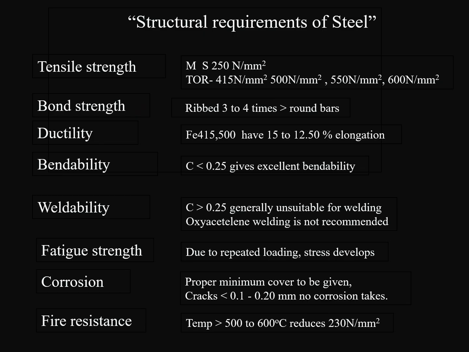Structural requirements of steel. Tensile strength. Mild steel has 250 newtons per mm square or megapascal. Tor steel has 415 newtons per mm square, 500, 550, 600 megapascal. Bond strength. Ribbed bars, that is tor steel, have 3 to 4 times more bond strength compared to round bars, that is MS bars. Ductility. Fe 415, 500, 550, 600 should have 15 to 12.5% elongation, which is required to have flexibility in bending of steel.